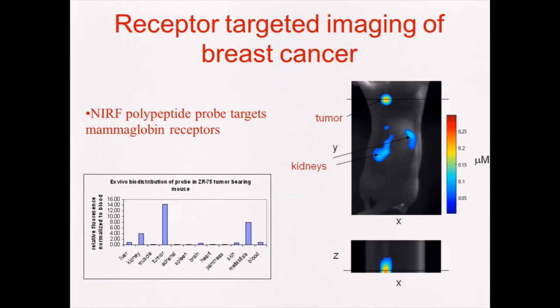Here's an example of using it to image a molecular imaging agent. This is a simple model of a subcutaneous tumor on a mouse, and this fluorophore was targeting mammoglobin receptors.